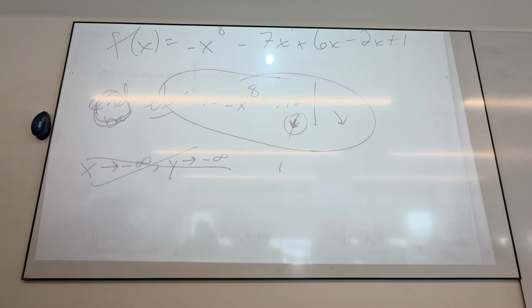If it was negative x to the 7th, an odd number, and it goes like a line, would you put the arrow to the left side or the right side?